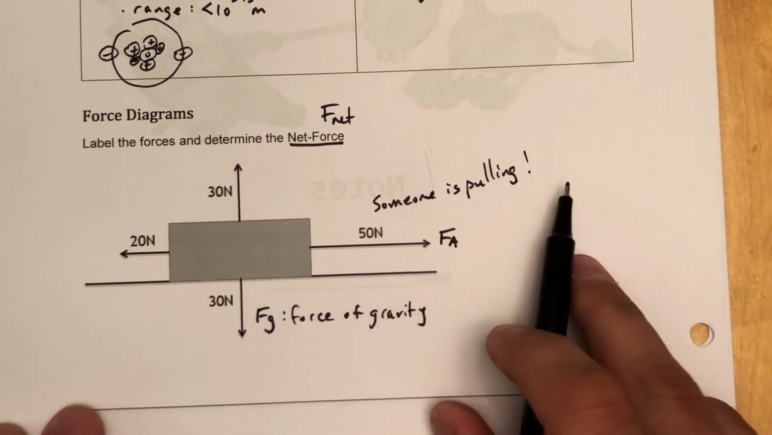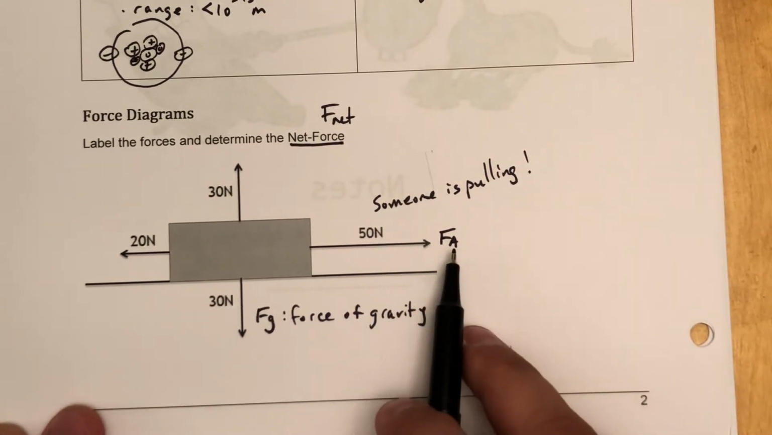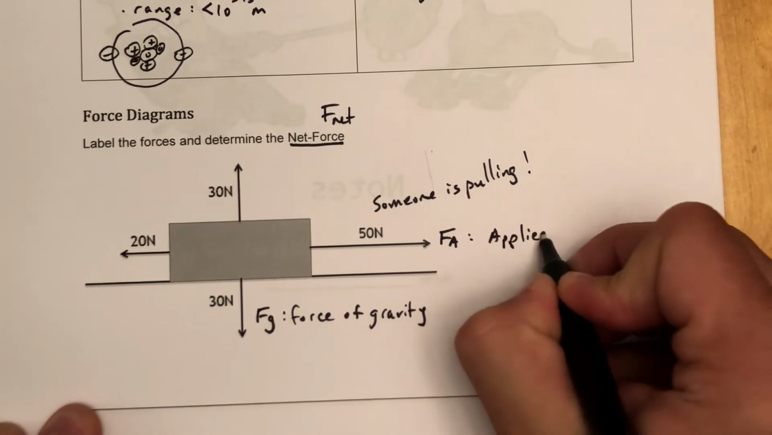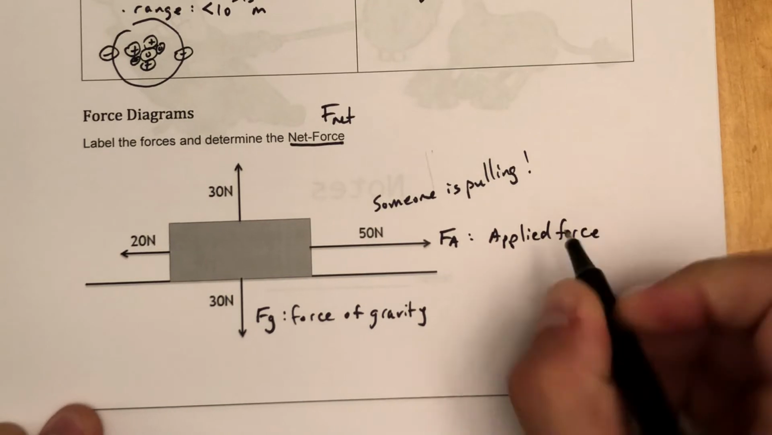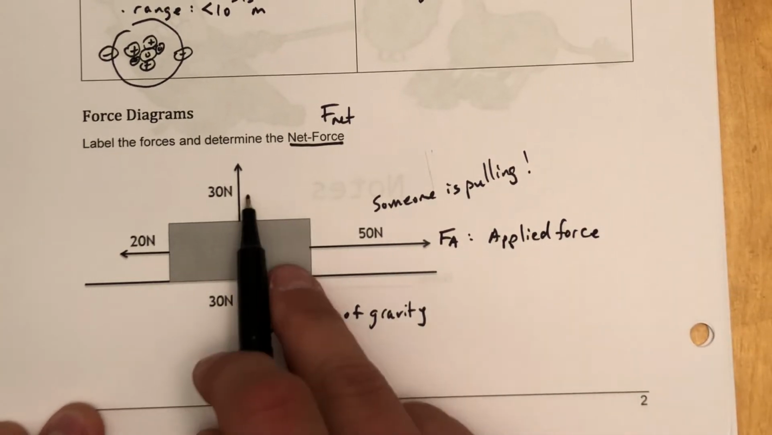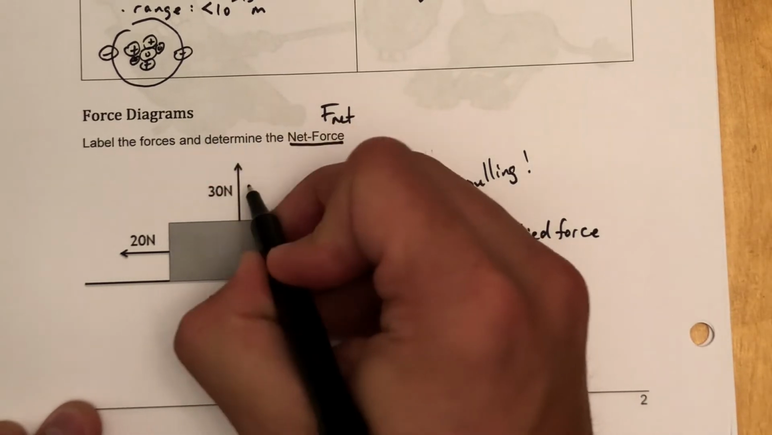And because someone's pulling, here is our applied force. That's what we're going to call this right here, applied force. So we have an applied force. We have the force of gravity. We also have our normal force.